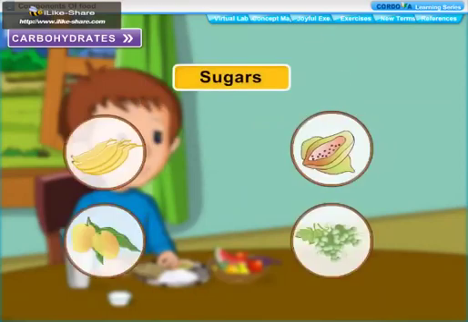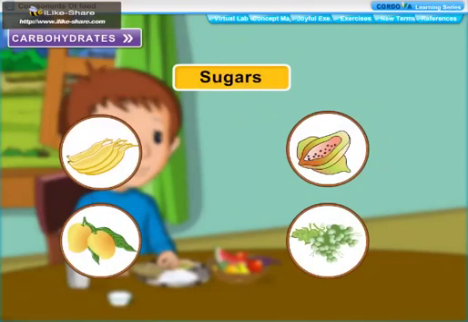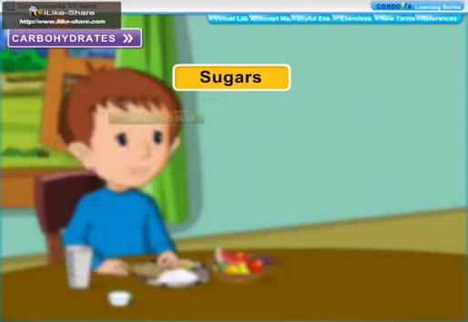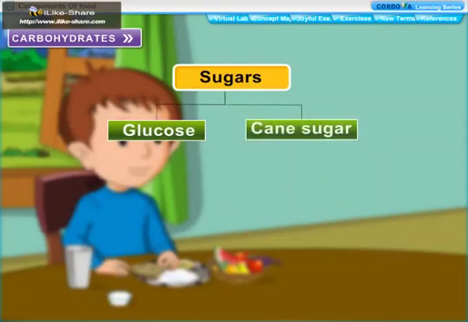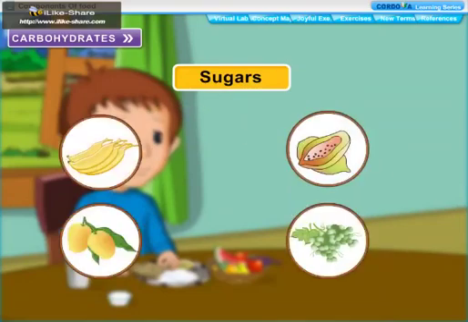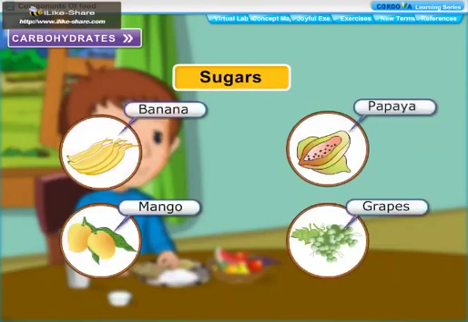Sugars. Sugars are simple carbohydrates that have a sweet taste. The main sources of sugar in our food are glucose, cane sugar, commonly called sugar, and fruits such as banana, papaya, mango, and grapes.